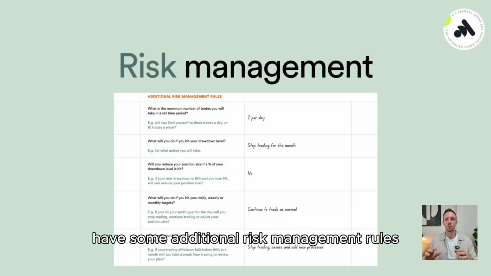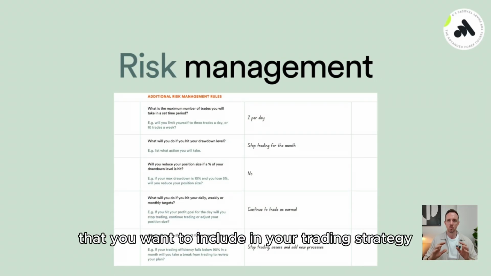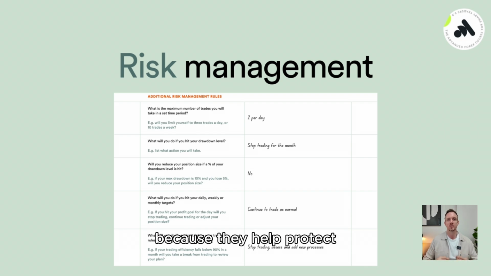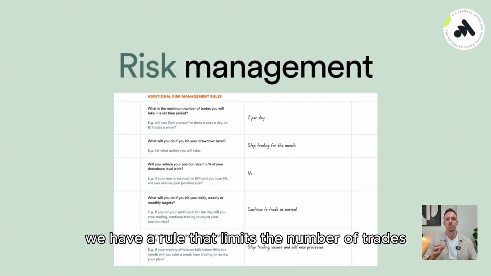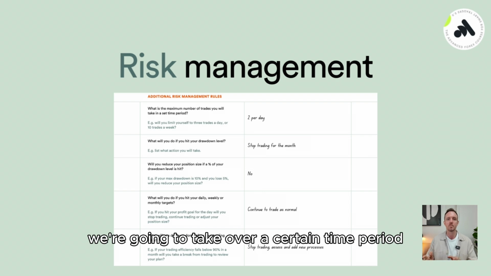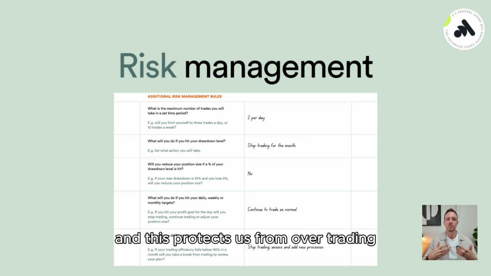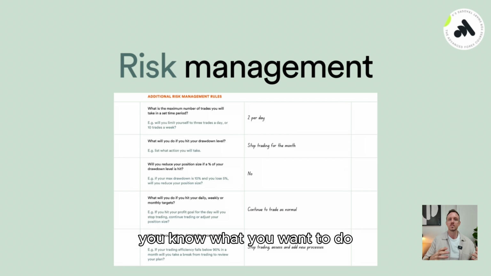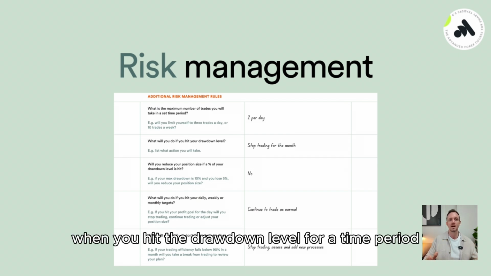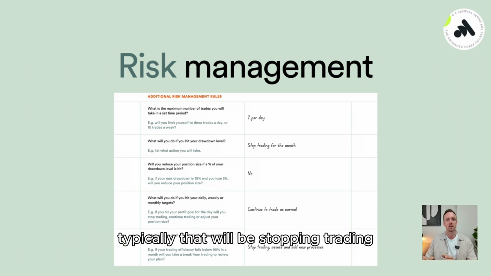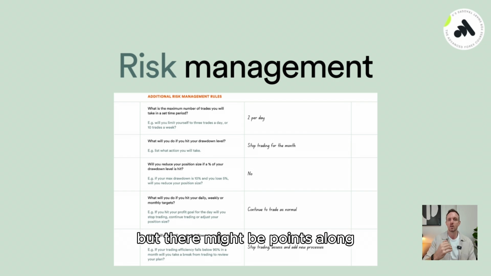Finally, you have some additional risk management rules that you want to include in your trading strategy. And these are really important because they help protect you from certain circumstances. So for example, here we have a rule that limits the number of trades we're going to take over a certain time period, and this protects us from overtrading. You'll note what you want to do when you hit the drawdown level for a time period. Typically that will be stopping trading, but there might be points along the way where you want to reduce your position size. So you can include that rule here.